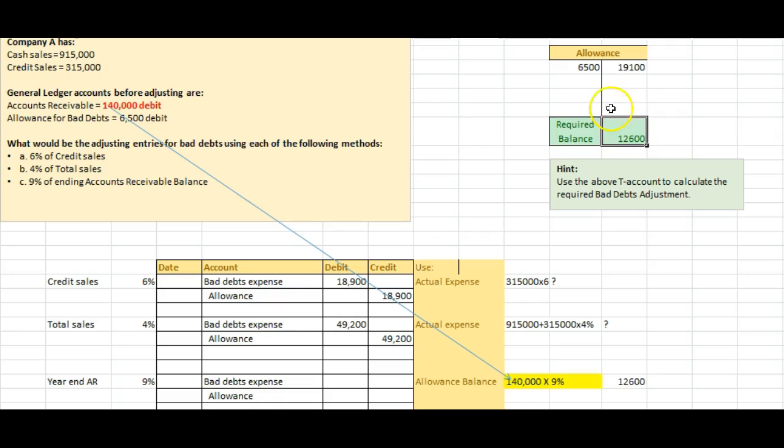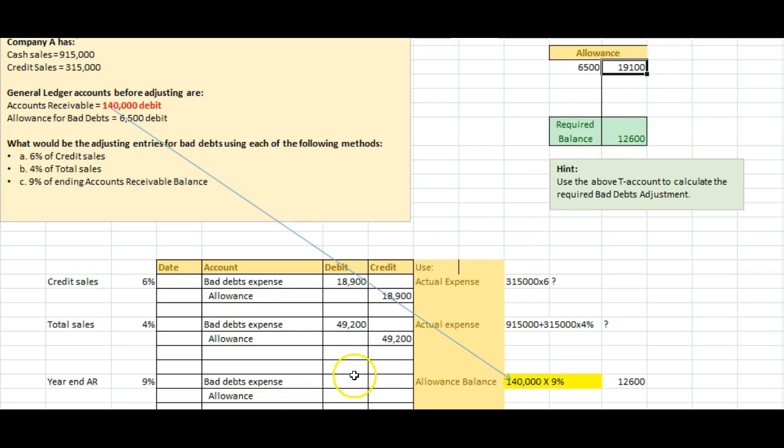But now you already have a debit balance here of $6,500, and that includes some of this $140,000. So you have to adjust the allowance account rather than just debit or credit to it. So if I am $6,500 in a debit and I need a $12,600 credit, how much do I have to credit to make that happen? Well, I would take this $12,600 and add the $6,500 and come up with $19,100, which you did.